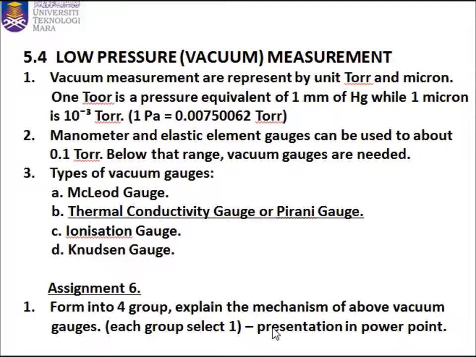There are 4 examples of vacuum gauge written here. First is the McLeod gauge. Second is the thermal conductivity gauge or Pirani gauge, and the ionization gauge, and also the Knudsen gauge. You can search for more information about these vacuum gauges from the internet.